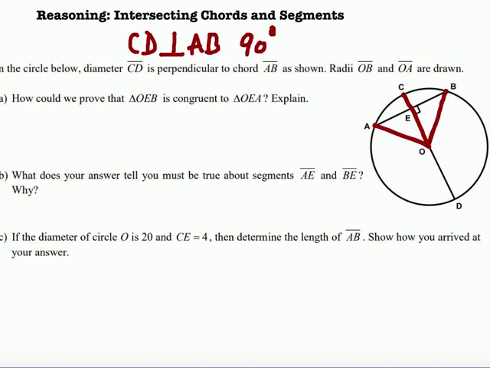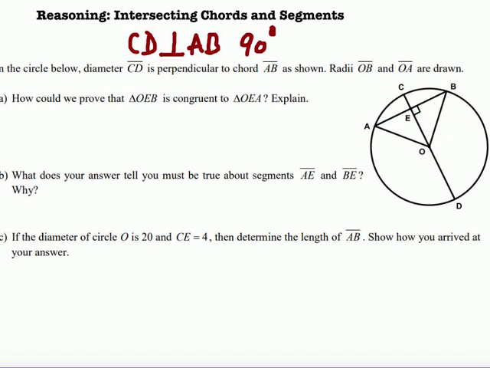Alright, so part A, we have to prove that triangle OEB is congruent to triangle OEA. So we have to show that this triangle OEB, this one, is congruent to this triangle. Now in order to show that, we're going to look at the sides of the triangle. What do we know about the sides of the triangle?